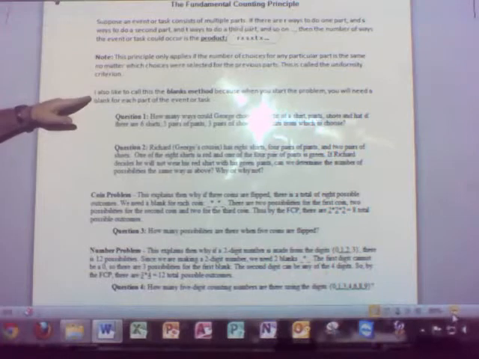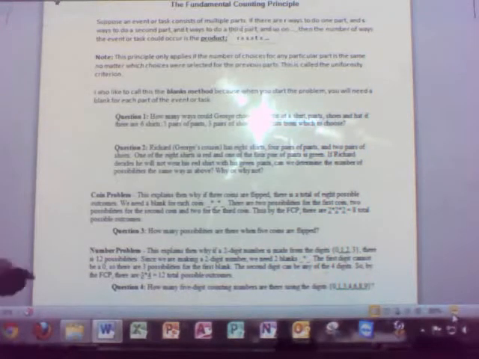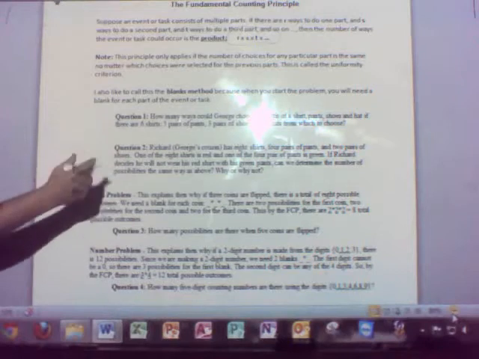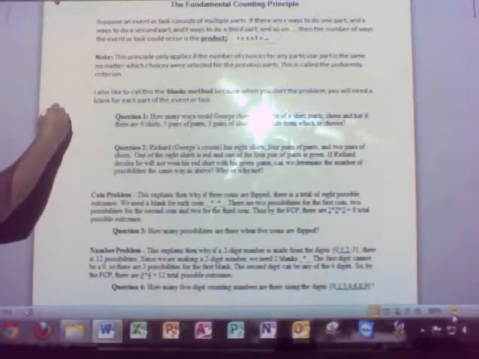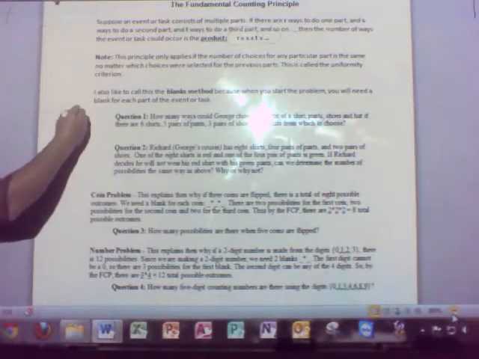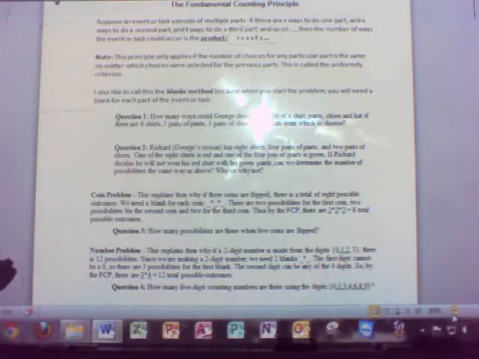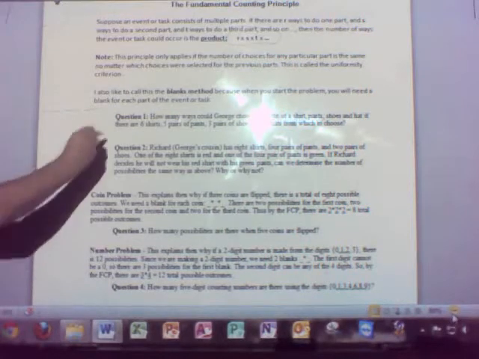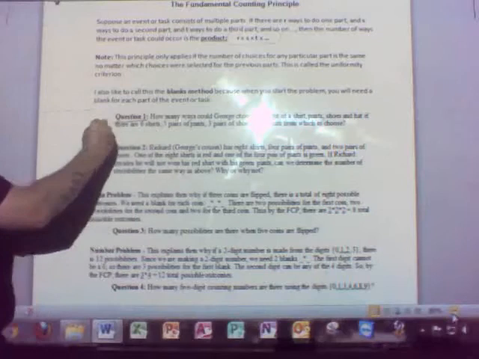I also like to call this the blanks method, because if you just do a blank for each part, like in George's case, shirt, pants, and then shoes, you've got a blank for each part, so I like to call it the blanks method. Just fill in the blanks is one other way you can think of it. Okay, so question 1 here.